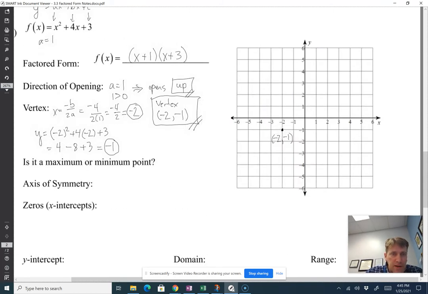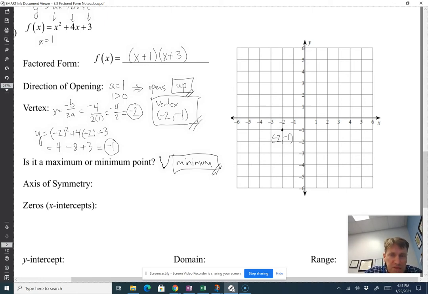Then the question asks, is it a maximum or a minimum point? Once again, to help us visualize this, we're going to just draw that it opens up, so it looks like that. And then you can see that the vertex, nothing on the graph goes any lower than the vertex, and so it's a minimum. And we'll put a box around that again because that's one of our answers.